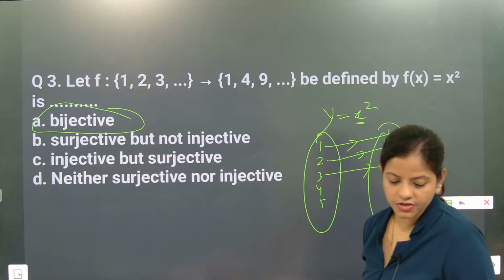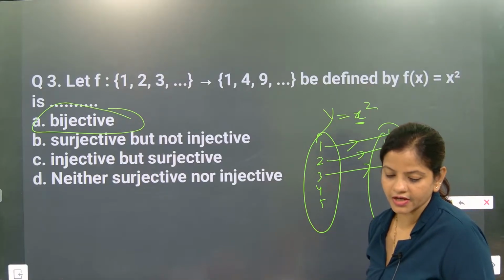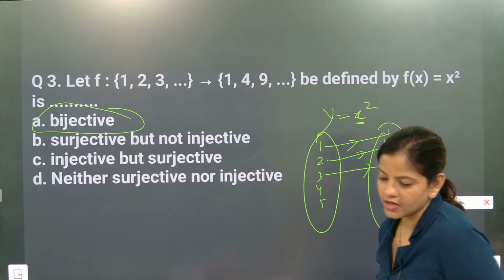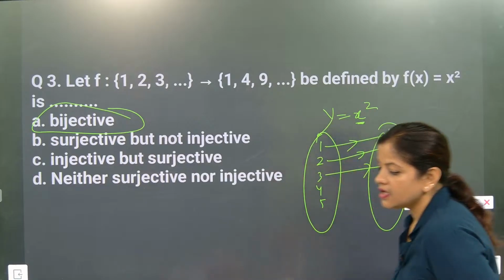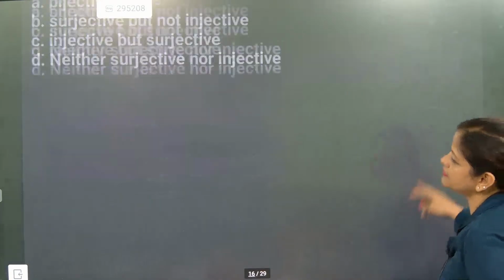We are in the third question. The third question is clearly telling that it is going to be bijective. Okay, so it is going to be bijective. So now we will go for the next one.